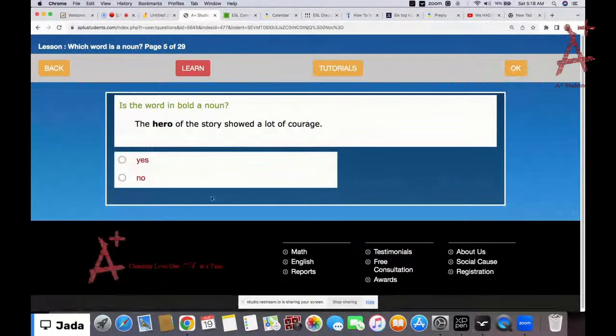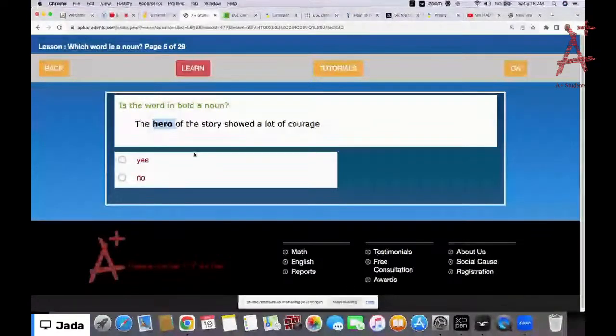So now we have: the hero of the story showed a lot of courage. So now for answer five, the hero. So is hero a noun? Let's see your answers. Is hero a noun? What do you all think? Is hero a noun? No. Yes. Okay, we have no, we have yes. Let's see how many no and yes we can get for hero.